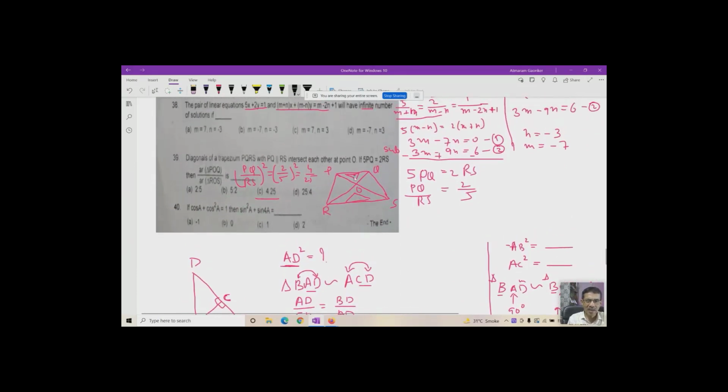These two triangles are similar, and one side of this triangle is PQ, another corresponding side is RS, and therefore the ratio of the areas of two similar triangles is equal to the square of the ratio of their corresponding sides. PQ and the corresponding side is RS for the other triangle. Square of this, and from the given, PQ upon RS is 2 upon 5. Is that okay, Tirtha? I hope you have understood this.